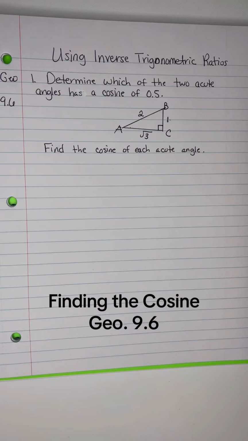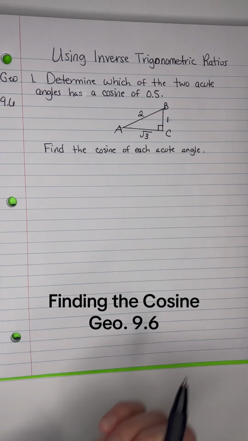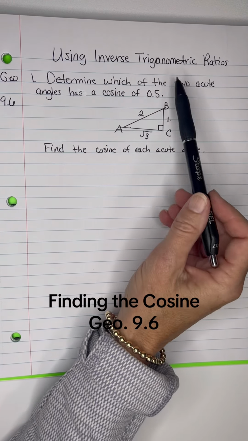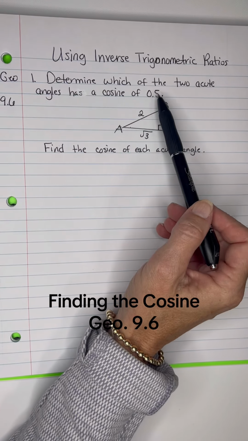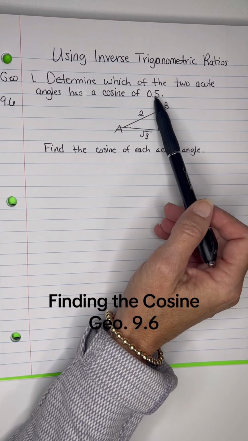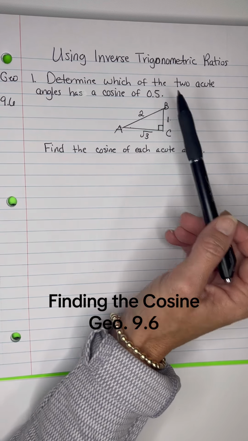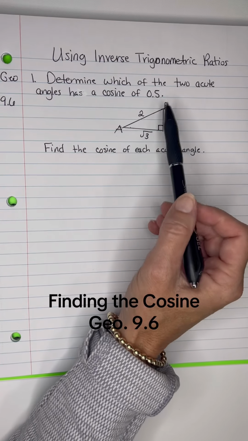Okay, in 9.6, we're going to talk about inverse trigonometric ratios. But before we do that, we're going to determine which of the two acute angles has a cosine of 0.5. Now, think about 0.5. Well, 0.5 is the same thing as 1/2, so I'm looking for a 1/2. Let's find the cosine of each acute angle.